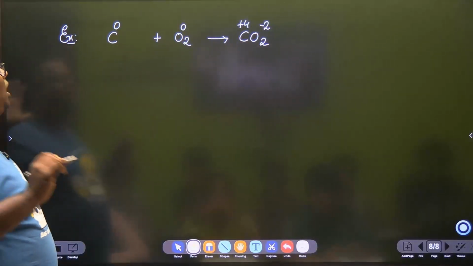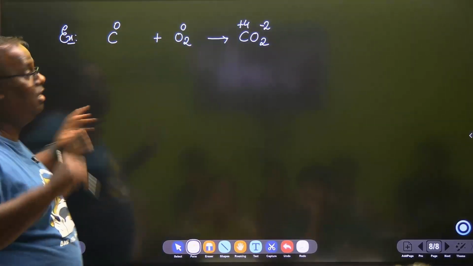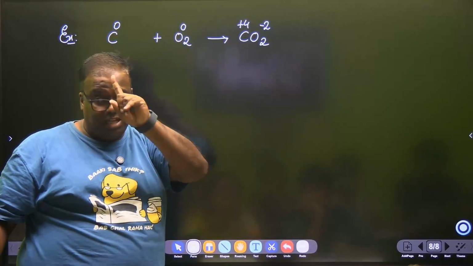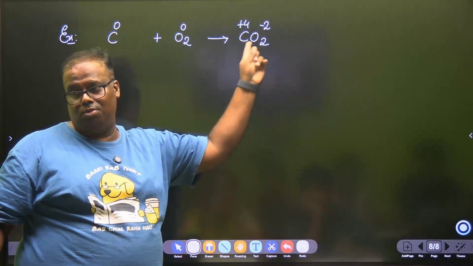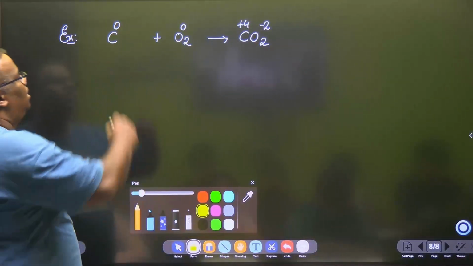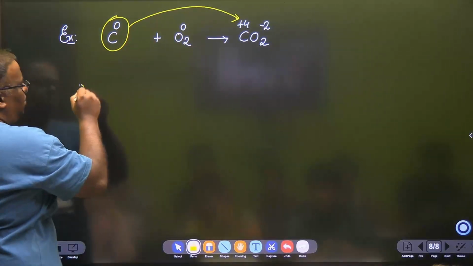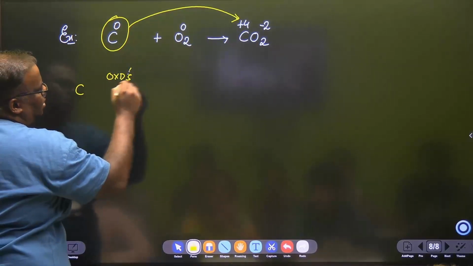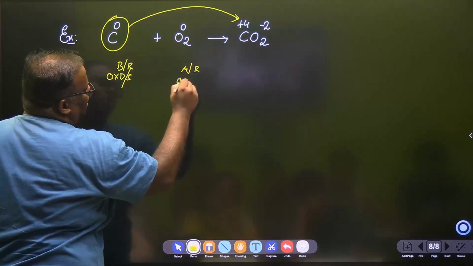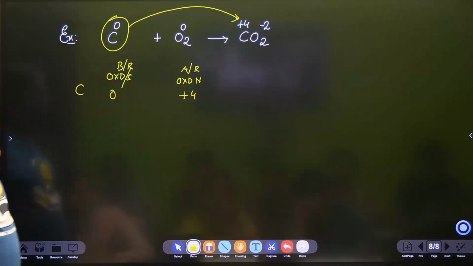Now look at carbon. Sorry, oxygen is -2, each oxygen. I told you, nominal charge on an atom as appearing in a neutral molecule. Now just bear with me and listen to what I'm saying. My oxidation state was 0, I became +4. Carbon. This is before the reaction. This is after the reaction. Let's see the oxidation state. I was 0, I became +4. Is it an increase or decrease?